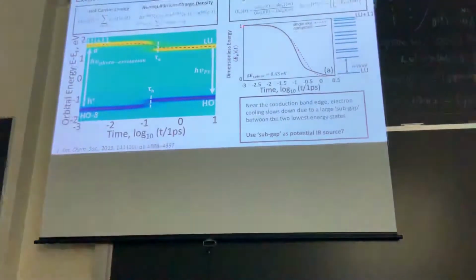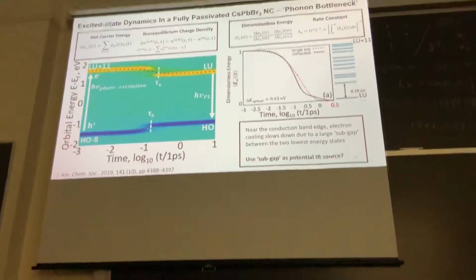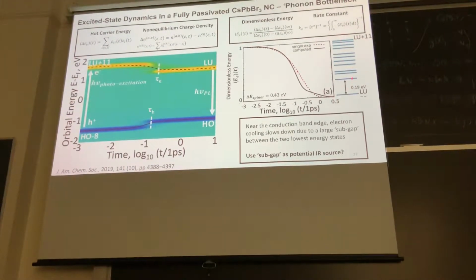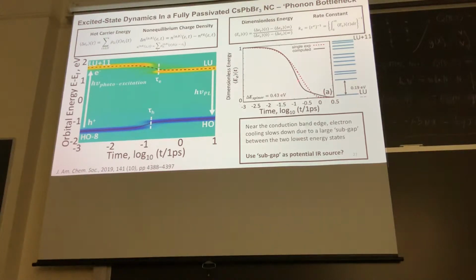This is a dimensionless energy, so 0 to 1, same time axes. And this plot here just represents the density of states, or just bands, for the model. What's plotted is a single exponential fit. If you just try to fit the decays to a single exponential, that's the red dotted line. If you compare that to what's actually computed, over here we see a faster than normal, or faster than single exponential, decay. Then it gets to a certain point near the band edge, and this decay slows down considerably.